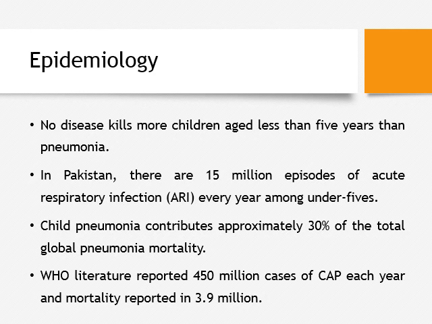Child pneumonia contributes approximately 30% of the total global pneumonia mortality. It means that out of the total people who are dying due to pneumonia, most of them are children of less than 5 years of age. So children are more prone to pneumonia infections. The WHO shows that about 450 million cases of community acquired pneumonia appear each year, and from them about 3.9 million people die.